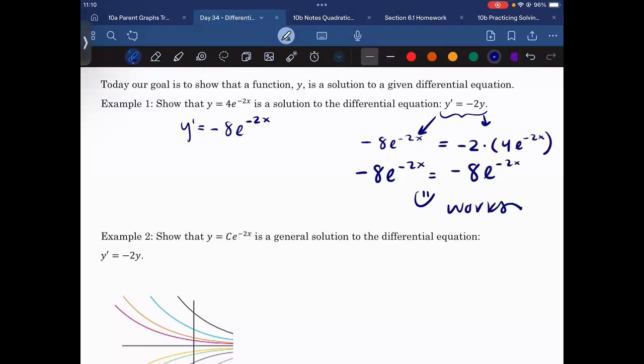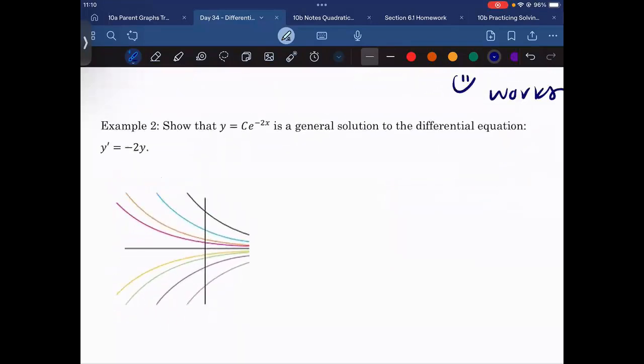Obviously, this is a very simple one, but that's what a differential equation is. We've already kind of seen them, so it's hopefully not going to be too bad. Example 2, show that y equals c e to the negative 2x is a general solution to the differential equation y prime equals negative 2y. Let's take the derivative. And c is just some constant, so it doesn't really matter at this point.